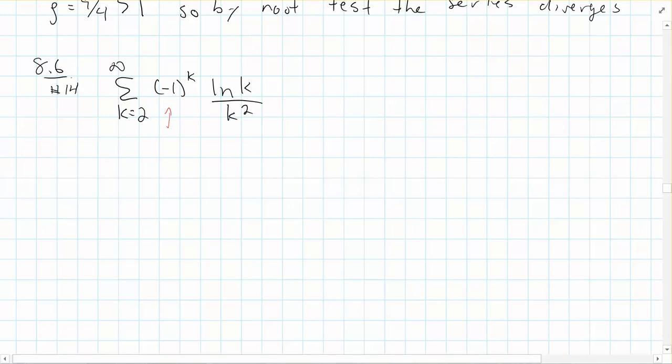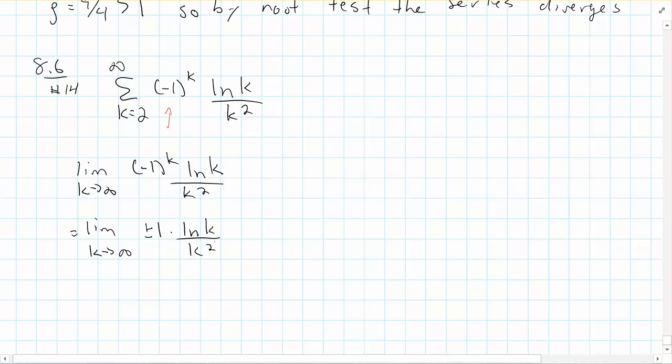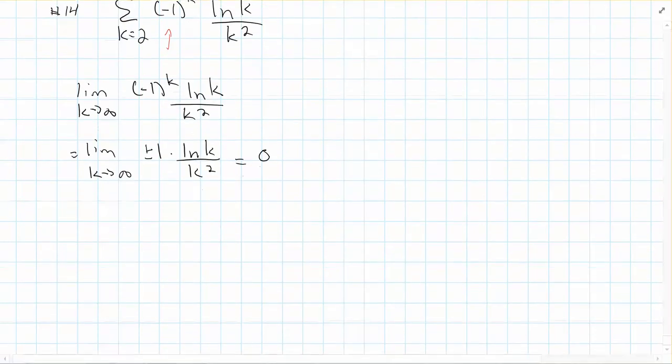Remember, there's always two things we're going to have to do here. First, determine if this thing converges. So we're going to look at the limit as k goes to infinity of negative 1 to the k, natural log of k over k squared, which is the limit as k goes to infinity of plus or minus 1 times natural log of k over k squared. And we just have to think about growth rates. Polynomials grow much faster than logarithms, so that's equal to 0. And so we know the series converges.